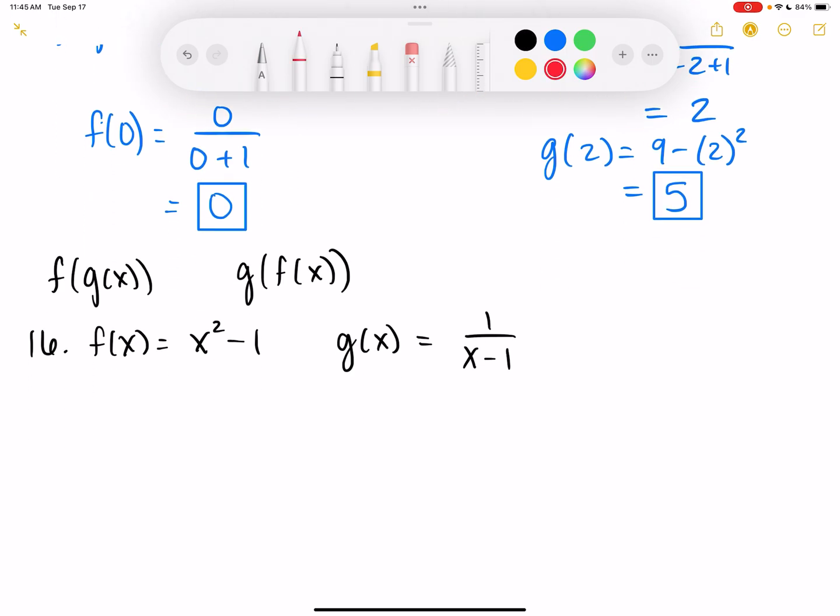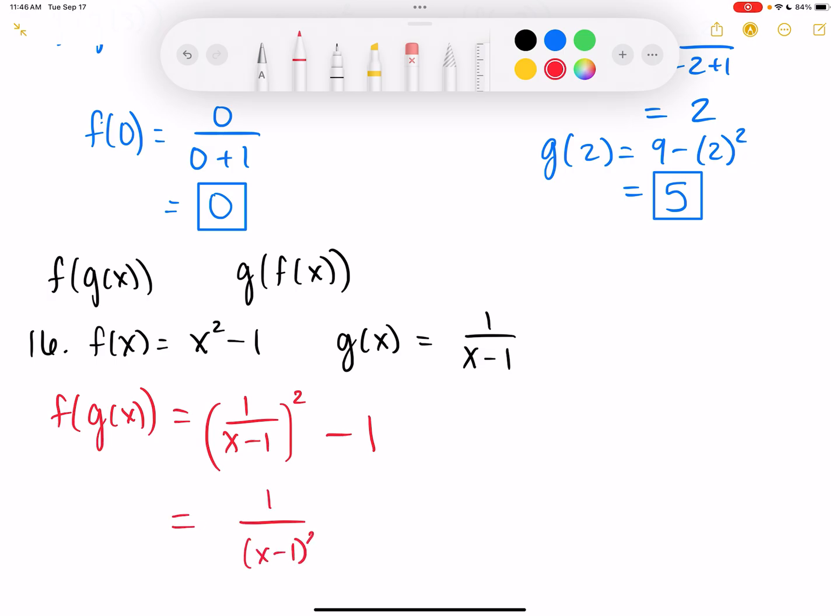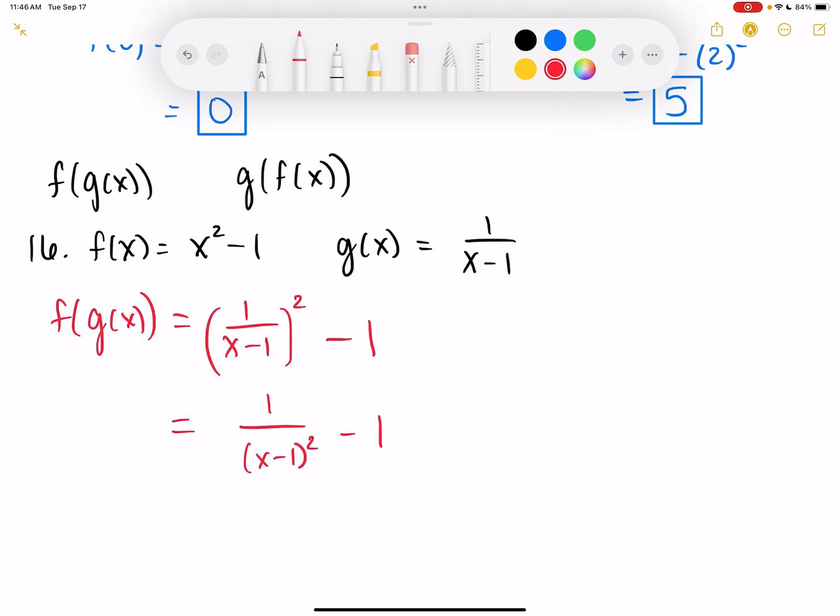So f of g of x, I take the function g of x and I plug it in for x in f of x, and I get 1 over x minus 1 squared minus 1, which gives you 1 over, in parentheses, x minus 1 squared minus 1. You can leave it there, or you can multiply this out. I don't care, but I would probably leave it there myself.